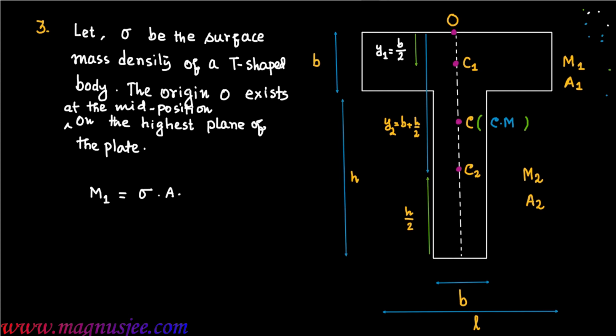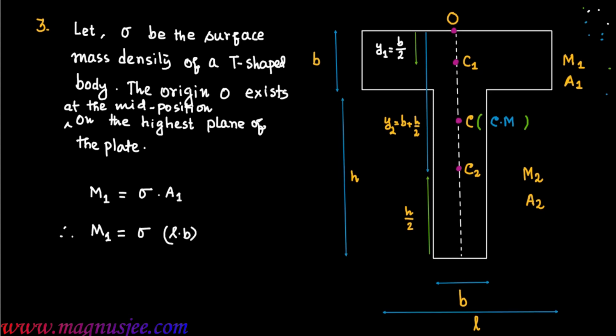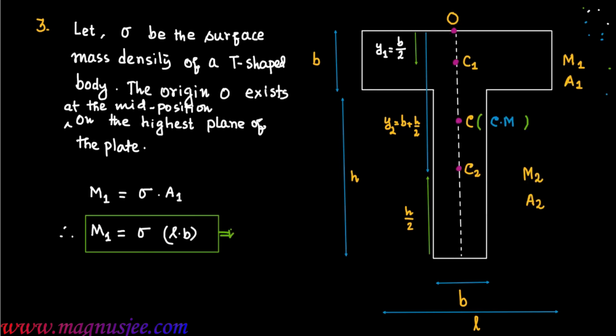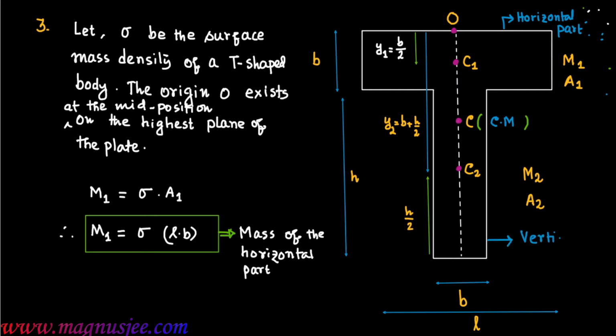M1, the mass of the horizontal part, is sigma into A1, surface mass density into area, so M1 equals sigma into L dot B. This is the mass of the horizontal part of the T-shaped plate. So this is the horizontal part in the diagram, and this is the vertical part of the T-shaped plate.